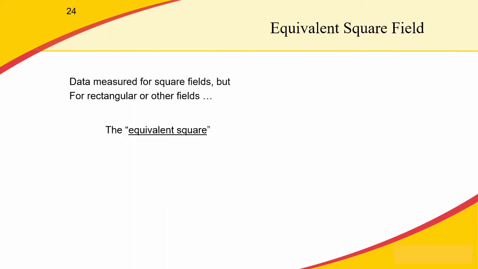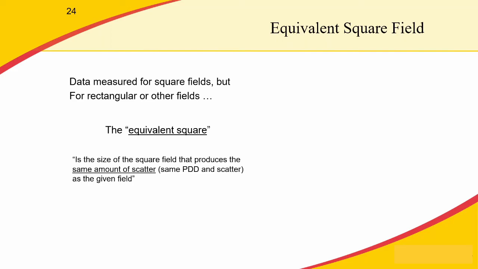So this is known as the equivalent square. So basically, it's the size of the square field that produces the same amount of scatter and the same PDD as the given field you're using for treatment. And what you do is you just calculate what's the side of the square that gives the same conditions and the same PDD. And that's just equal to 2 times the length times the width divided by the length plus the width of your rectangular field.